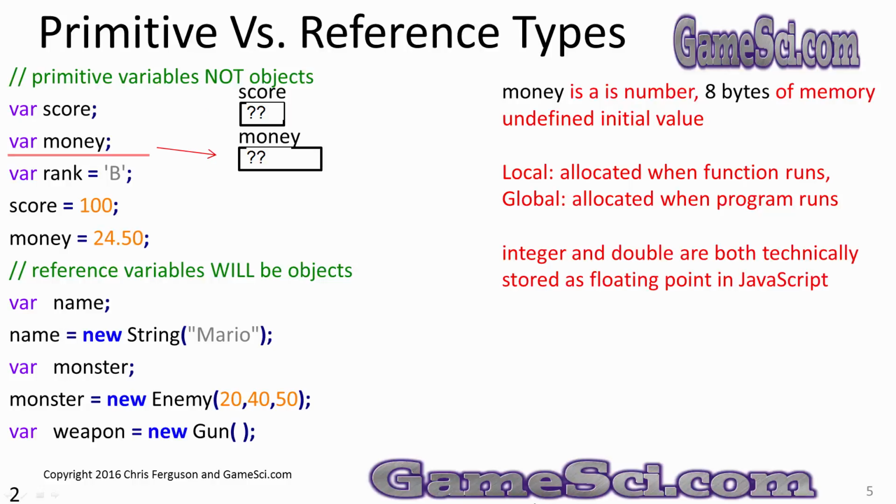Var money. Again, we're declaring a variable money. Money is a number. We intend it to be a floating point number, but it's the same 8 bytes of memory. And again, it will have an undefined initial value. Money currently does not contain a value. If it was local, it would be allocated when the function runs that contains this variable. If it's global, it's allocated when the program runs or when the web page is loaded. Integer and double are both technically stored as floating point in JavaScript. JavaScript makes no difference between an integer variable and a number variable. You're all just numbers to JavaScript.